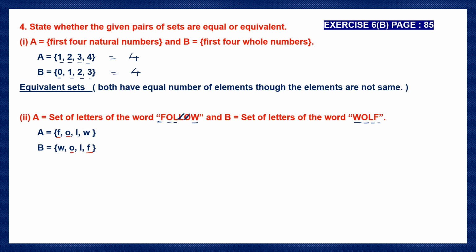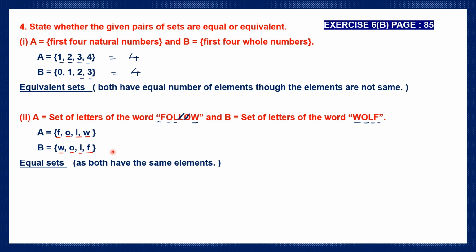O, O, L, L, W, W. We have the same elements. So when the elements are the same, we call them equal sets. Now we can also call them equivalent because the number of elements are the same. So we're going to first call them equal sets as both have the same elements. Now if you're asked for true or false whether they are equivalent sets, it is true.